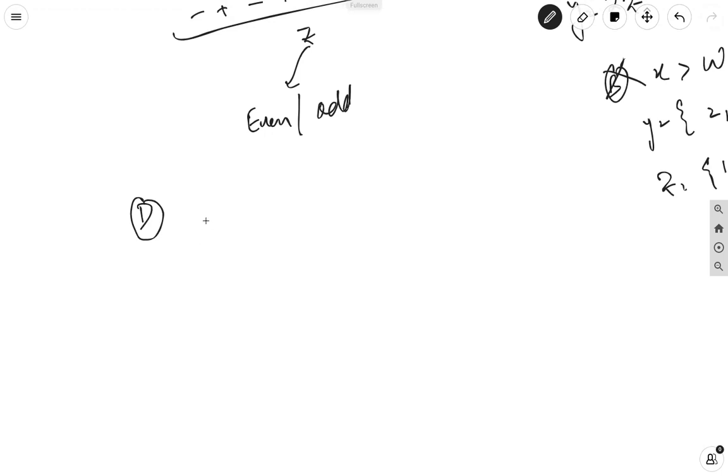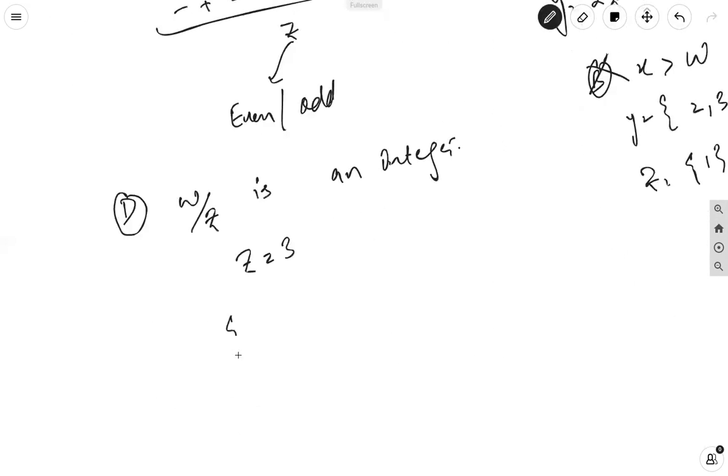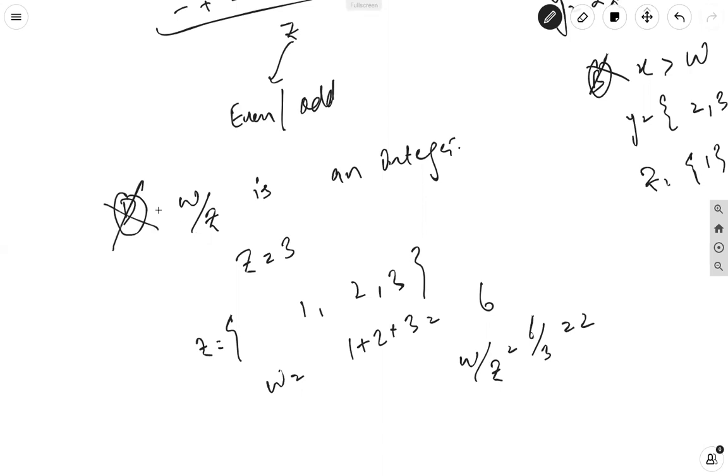The D was that W over Z is an integer. Right? Okay. So let's suppose Z is 3. Let's suppose we consider three values, 1, 2. You're getting my point, right? If anyone is confused, please say. Yes. Got you. So, 1, 2, 3, right? So in this case, W will be equal to 1 plus 2 plus 3, that is 6. And if we divide W by Z, this is 6 by 3, answer is 2. So this is an integer. Again, this is not possible. The question is saying which of the following can never be a possible value.